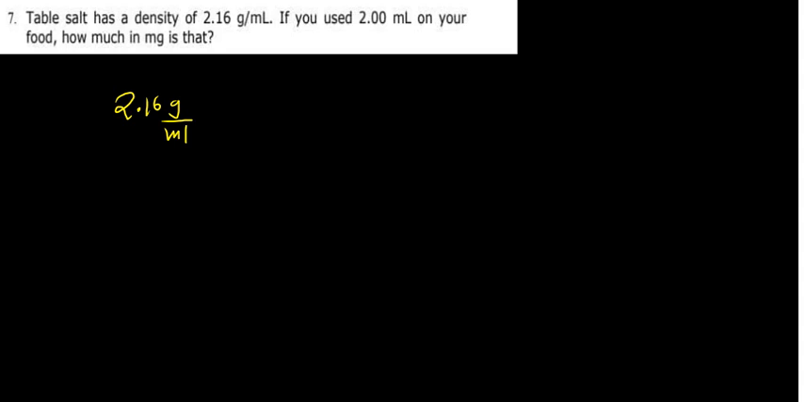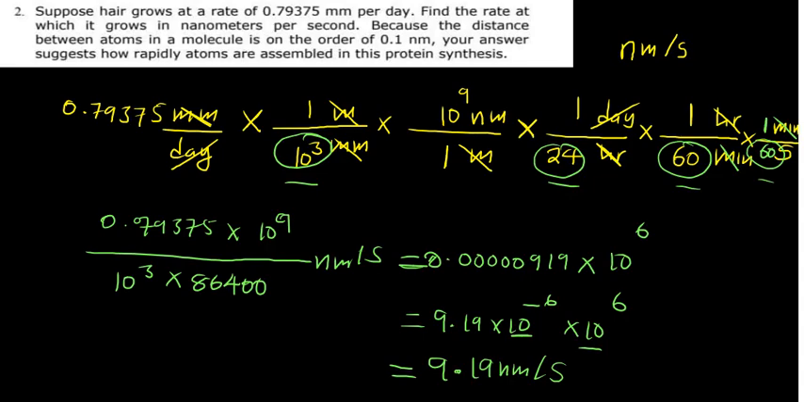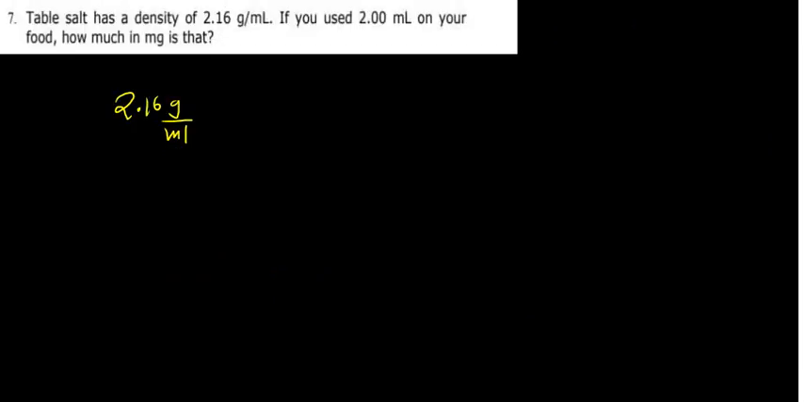milliliters of your food. How much in milligrams is that? Table salt has got a density of 2.16 gram per milliliter. Now you use the 2 milliliters of your food. How much in milligrams is that? So in other words, you've been given the density, you have the volume, now you want to find the mass.